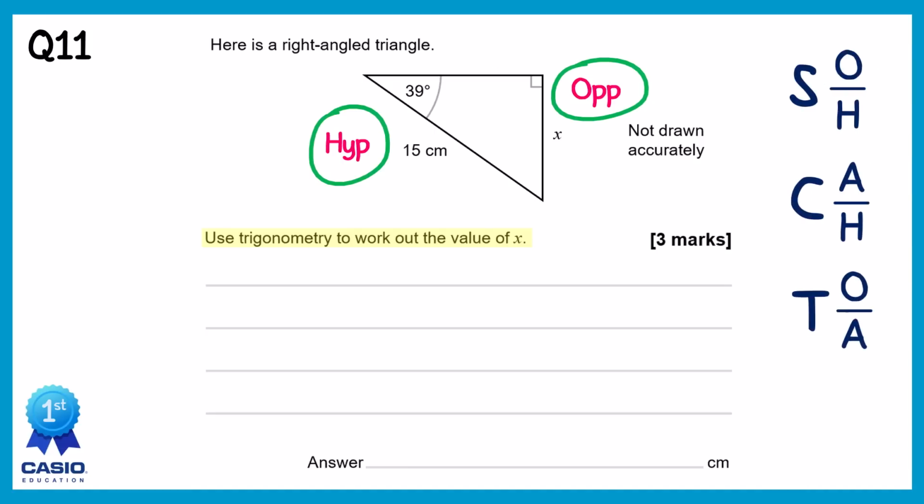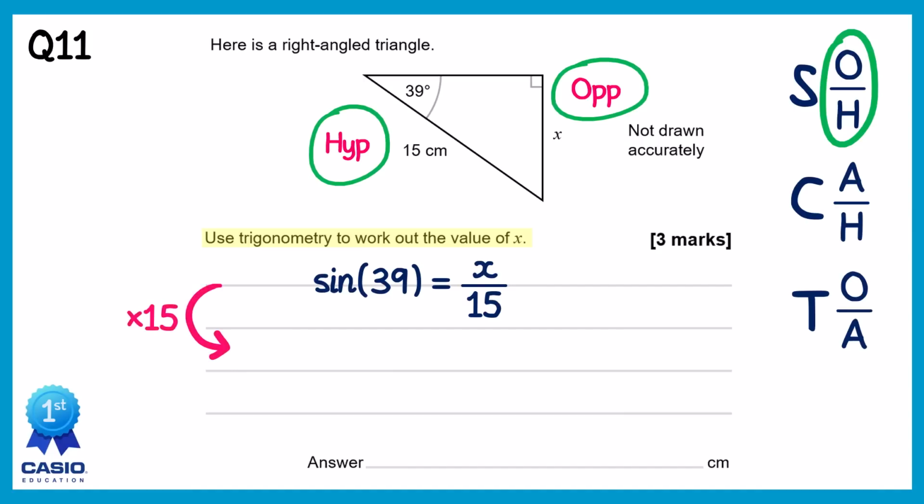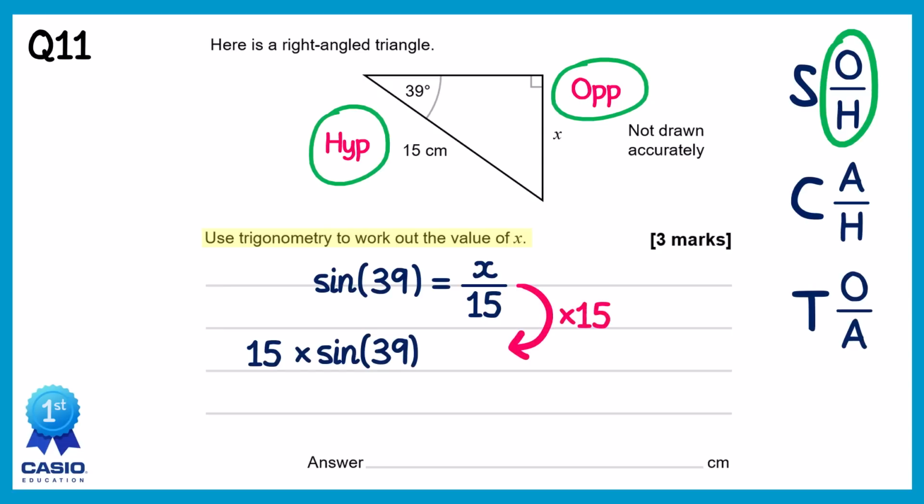We then look at SOHCAHTOA and decide which one of these we want to use. Since we have the opposite and hypotenuse, we will use sine. So we write sine of the angle, which in this question is 39, is equal to the opposite, which is x, divided by the hypotenuse, which is 15. We can solve this equation by multiplying both sides by 15. On the left side, that will just be 15 multiplied by sine 39, and on the right side the 15s will cancel, so we're just left with x.